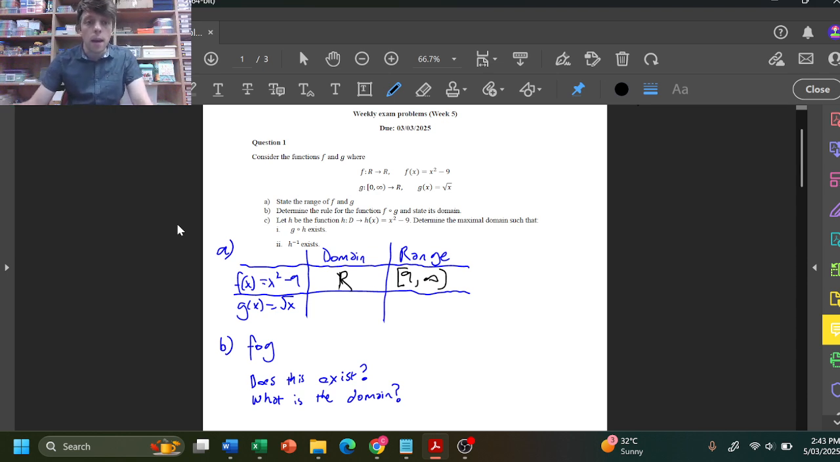If I put in x is equal to 3, I'm going to get 3 squared. Sorry, if x is equal to 0, I should say. If x is equal to 0, I'm going to get 0 minus 9, which is going to come out as -9. So that should be from -9 up to infinity.